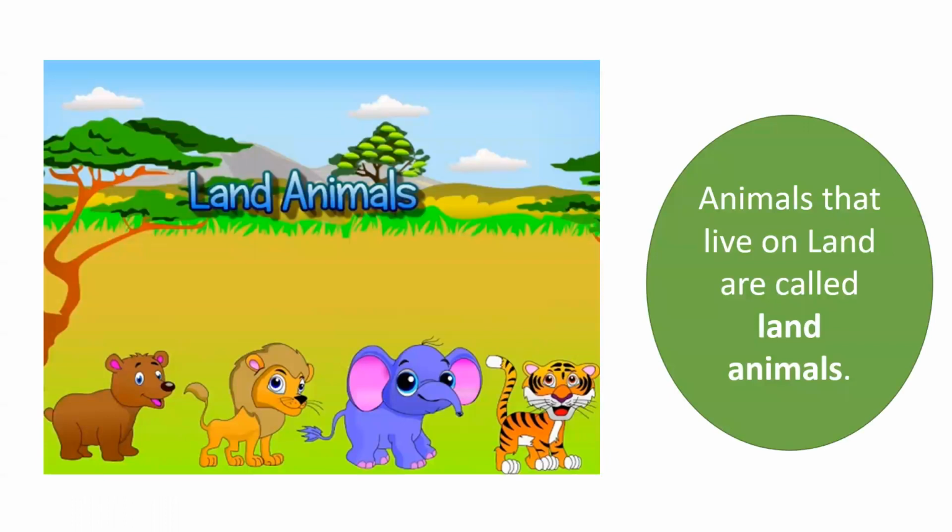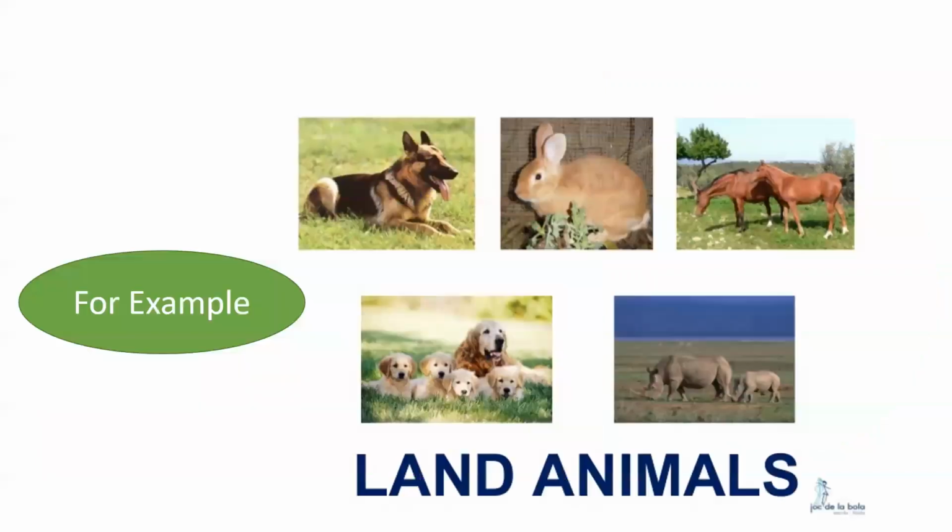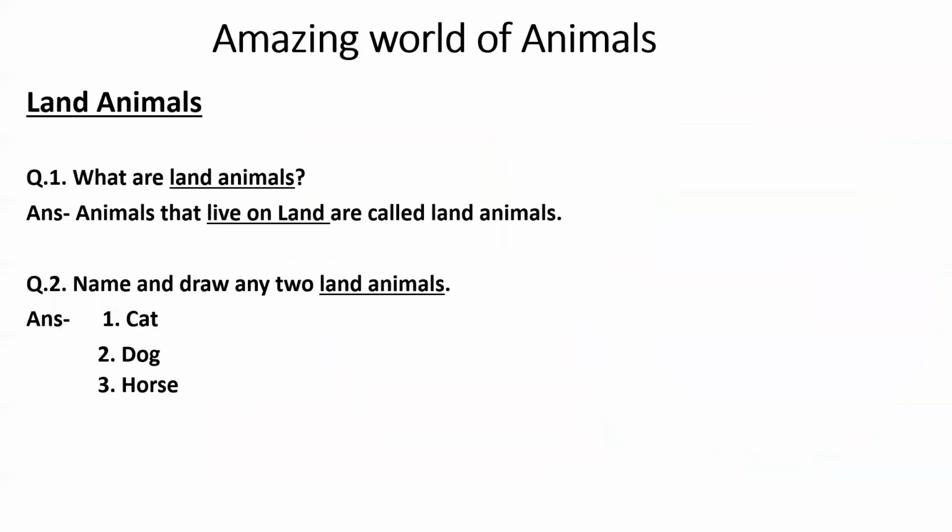So let's come to the land animals. Simple: the animals that live on land are land animals. The animals that live on the ground, they are land animals. For example, a dog, horse, rabbit, rhinoceros, lion and tiger are also land animals. So animals that like to live on land are called land animals. In question form: what are land animals? Animals that live on land are called land animals.